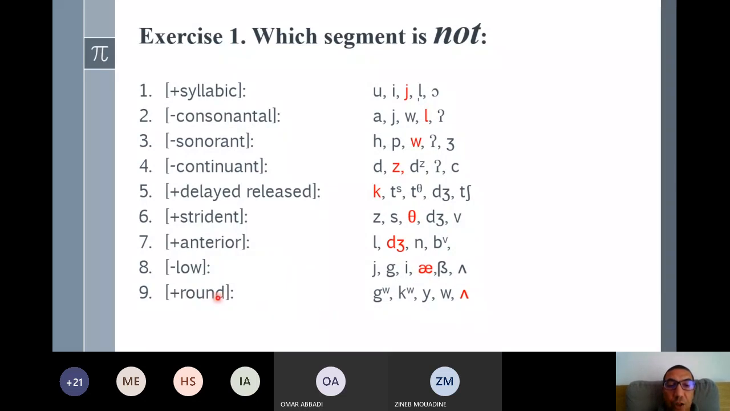The last feature, plus round. You have here all these segments are round. You have round consonants. They are labialized, and this is a round vowel, u in French. W is a round glide. This central vowel is minus round. Okay, we move on to another exercise.